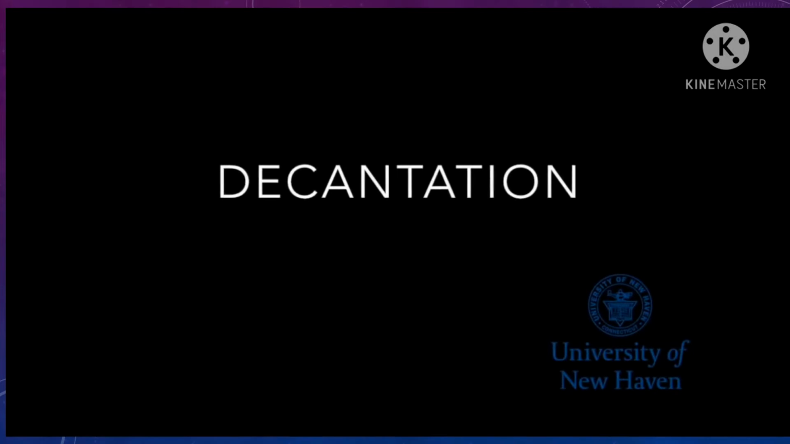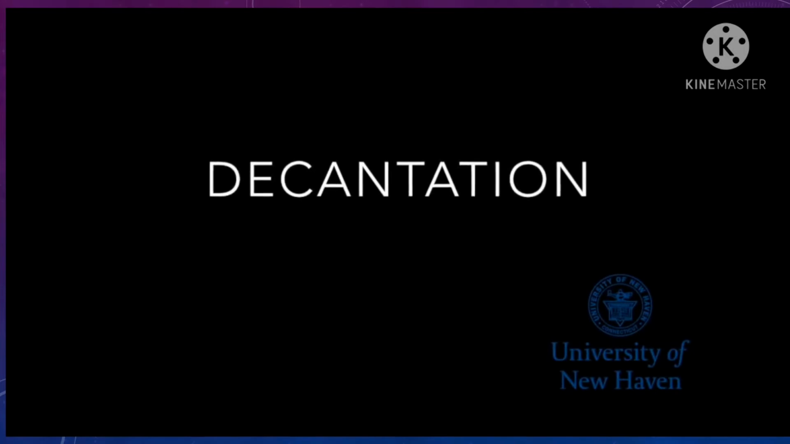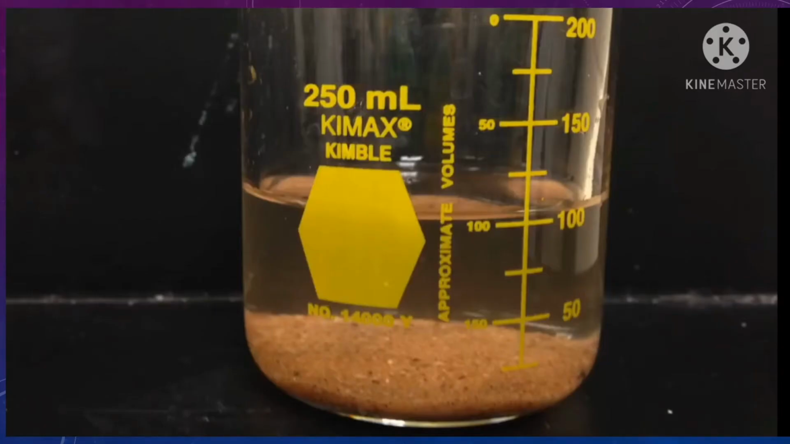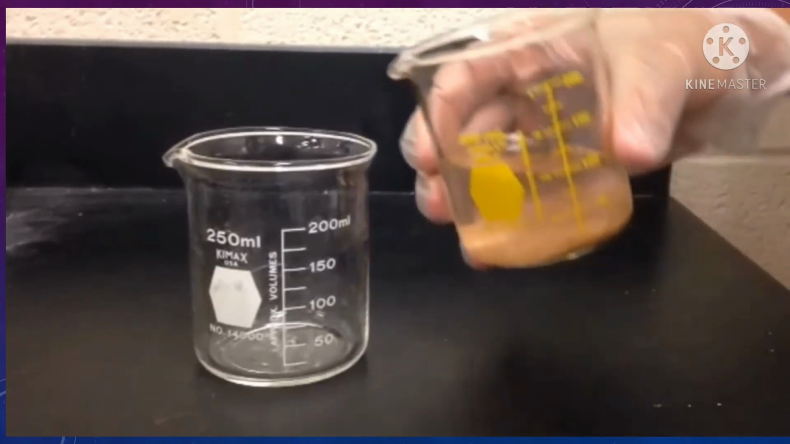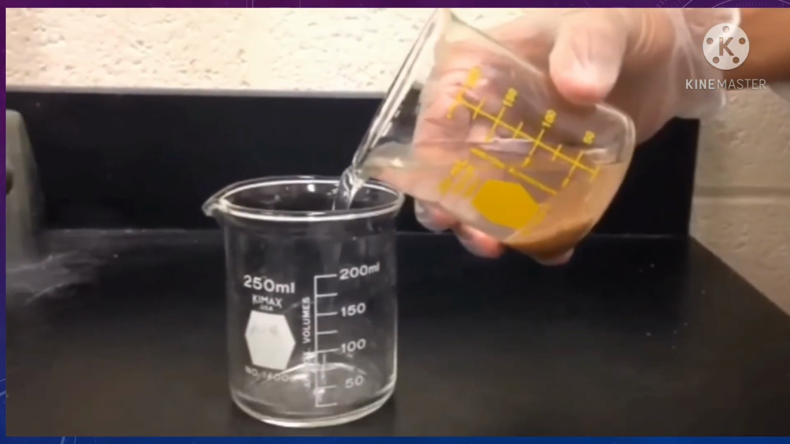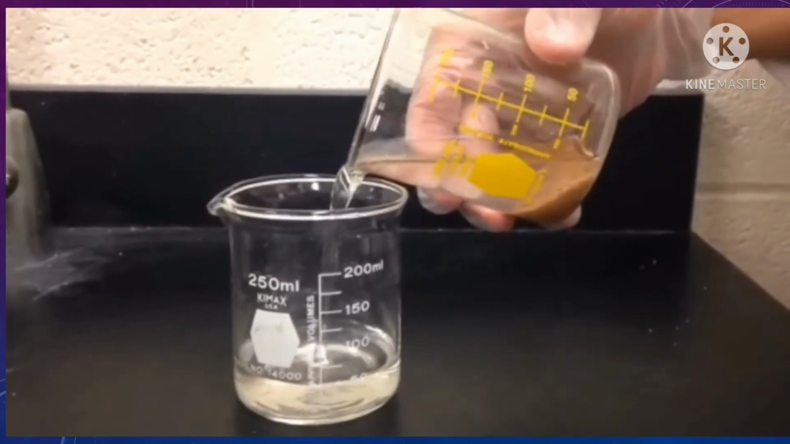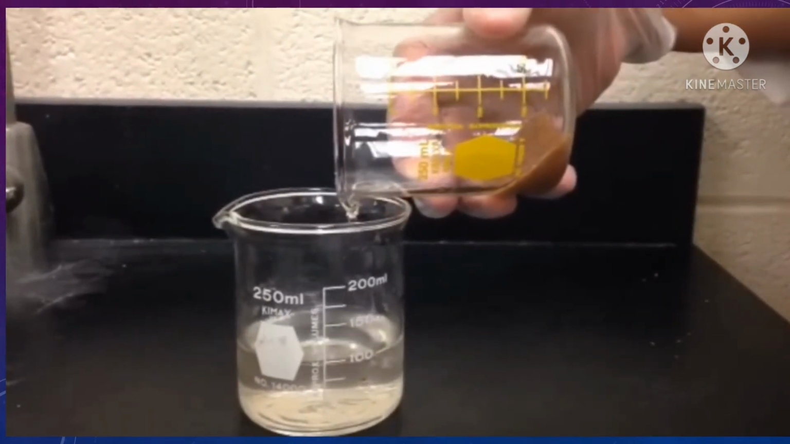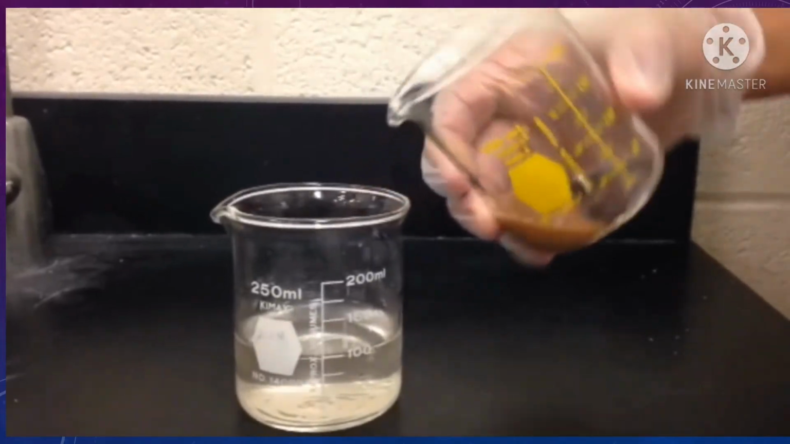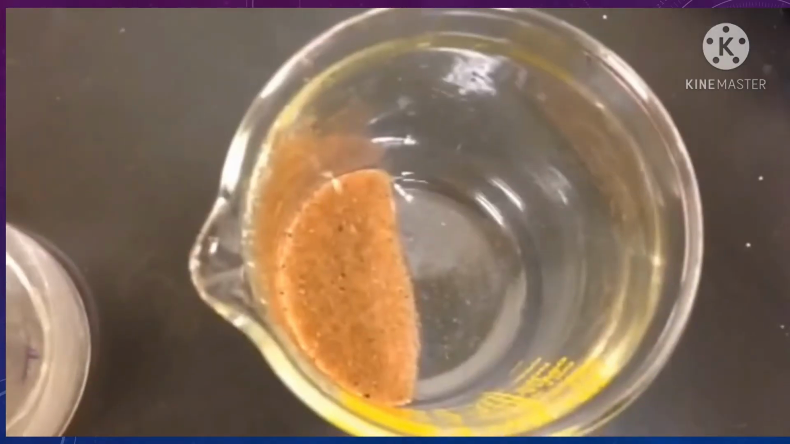In this video, you will learn to decant liquid from a solid. Mixtures can form two layers when a solid settles to the bottom of a beaker. To separate the liquid layer from the solid layer, the liquid should be carefully poured off in a process called decantation. It is typical that some liquid will be left behind with the solid.